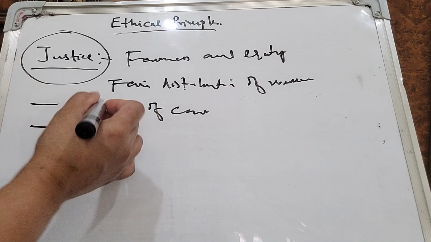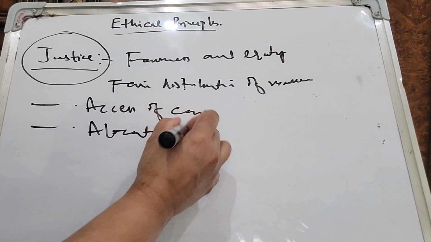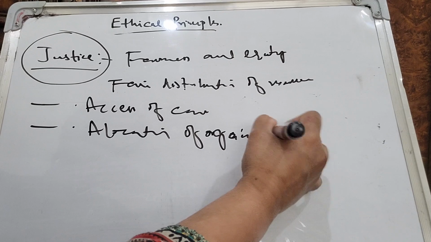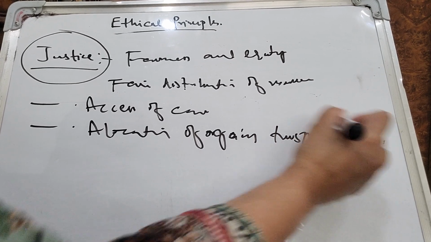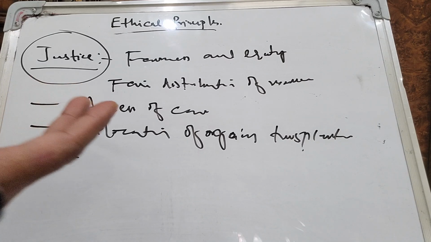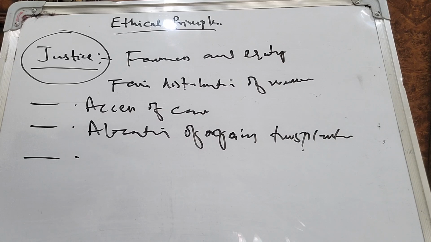Allocation of organs, transplantation. For example, there are two patients who need a transplantation, like kidney transplantation. So you give both patients equity and fairness. It's not like you give one patient your full empathy and everything, so he is getting good care, but the other patient is getting nothing. You have to be fair with both patients.